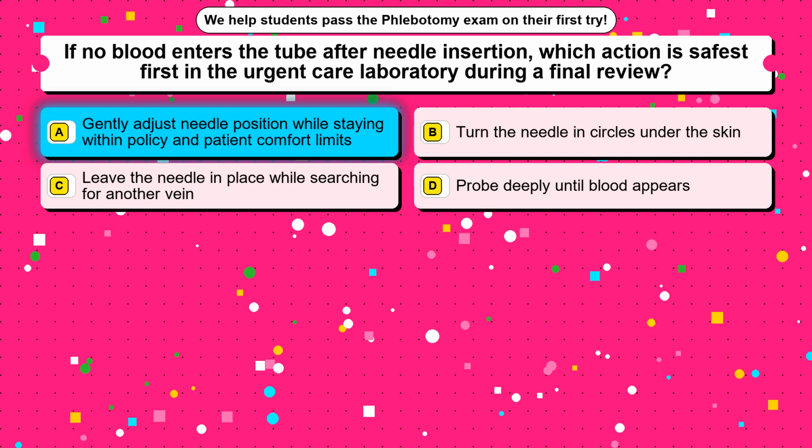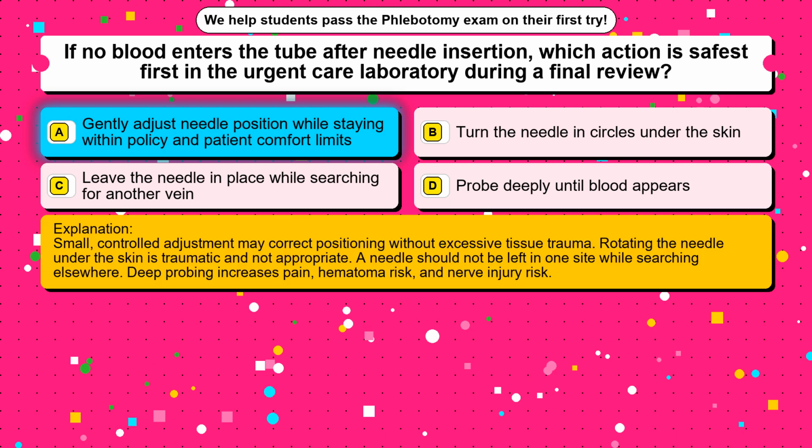The correct answer is option A. Gently adjust needle position while staying within policy and patient comfort limits. Small, controlled adjustment may correct positioning without excessive tissue trauma. Rotating the needle under the skin is traumatic and not appropriate. A needle should not be left in one site while searching elsewhere. Deep probing increases pain, hematoma risk, and nerve injury risk.